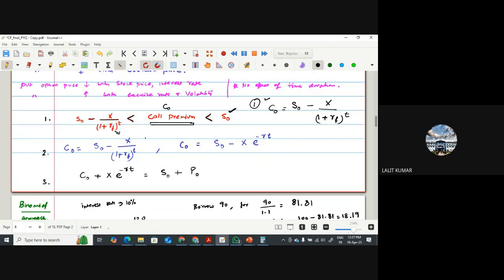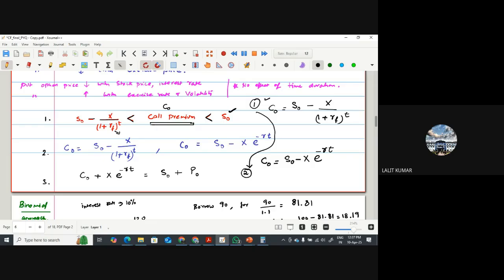And if it is continuously compounded interest, then we have to write C0 is equal to S0 minus X e to power minus RT. Is this okay? These two formulas are okay? Understood? Okay. Now, the third formula is known as put-call parity.